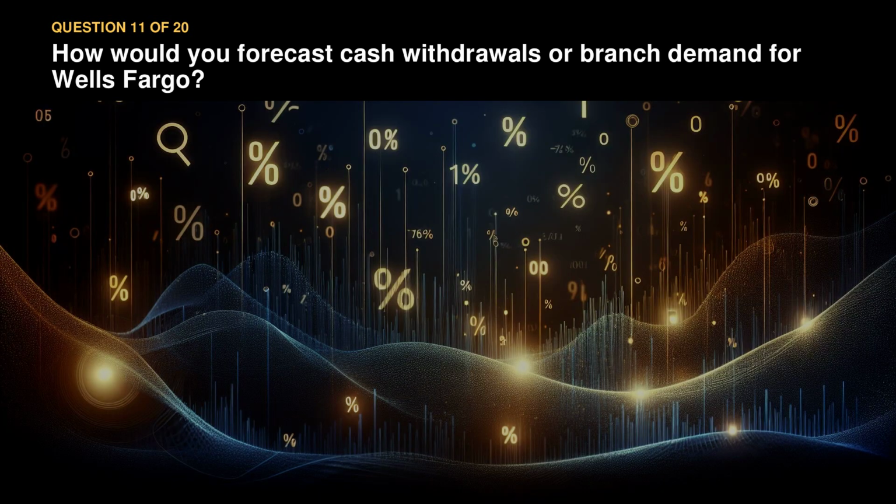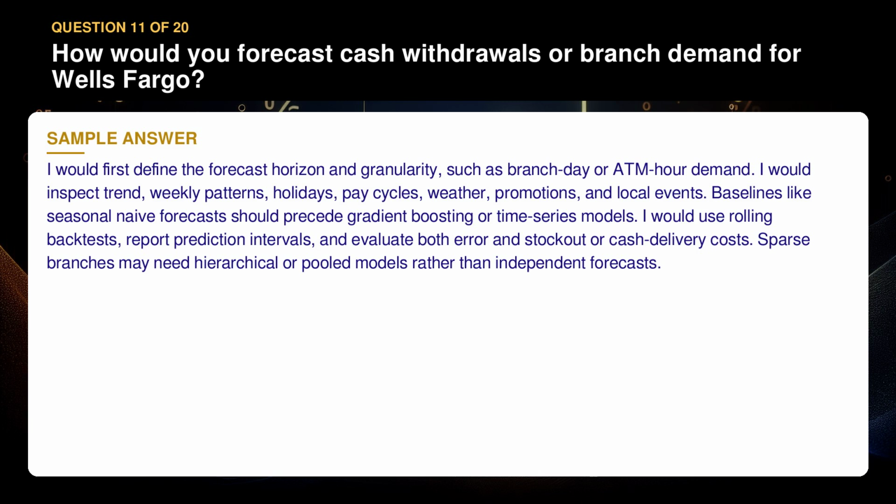Question 11. How would you forecast cash withdrawals or branch demand for Wells Fargo? I would first define the forecast horizon and granularity, such as branch day or ATM hour demand. I would inspect trend, weekly patterns, holidays, pay cycles, weather, promotions, and local events. Baselines like seasonal naive forecasts should precede gradient boosting or time series models.